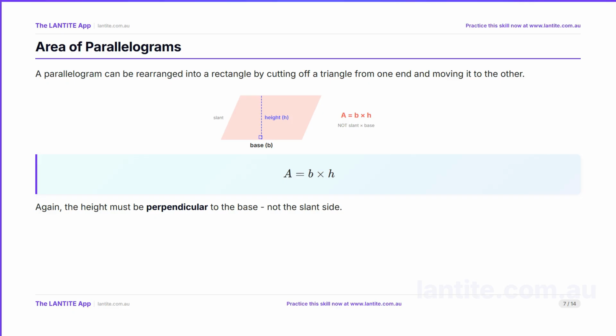A parallelogram has the same area formula as a rectangle, base times height. This is because you can cut a triangle off one end and move it to the other end to form a rectangle. The base stays the same, and the height is the perpendicular distance between the base and the top, not the length of the slant side. This is another common trap on the LANTITE.